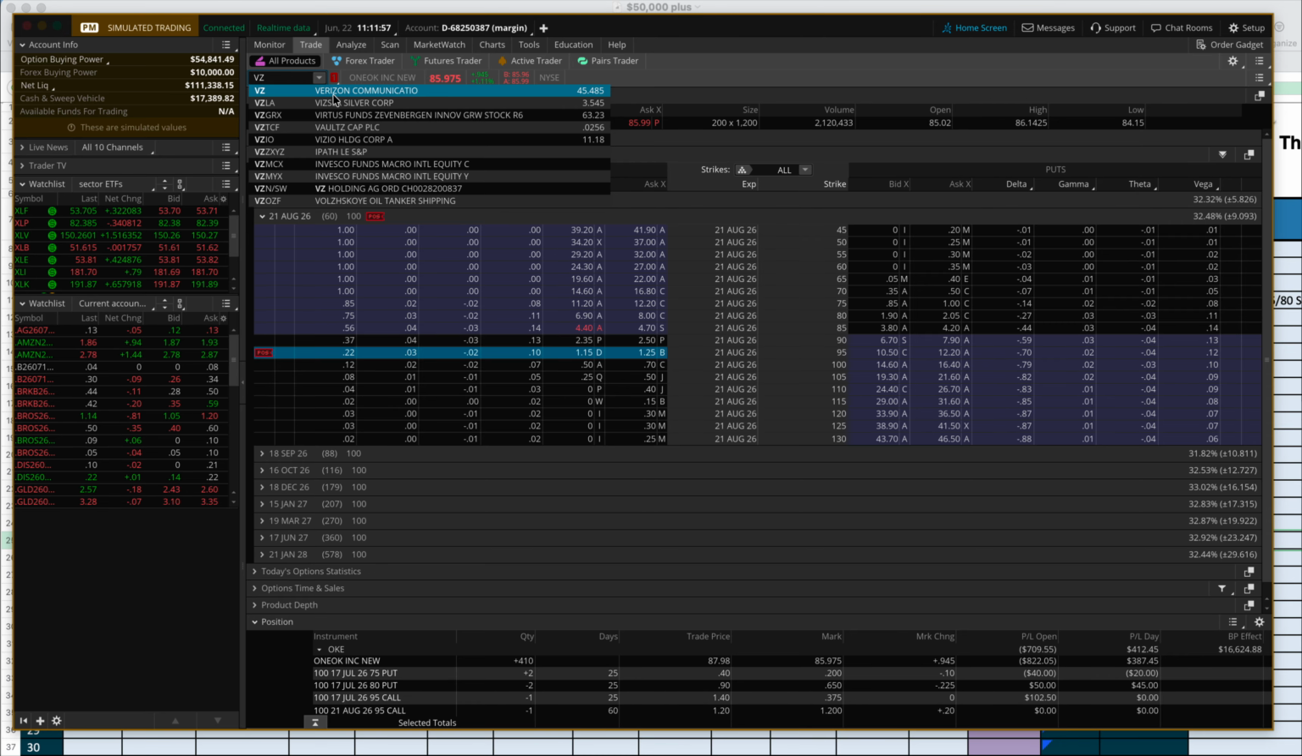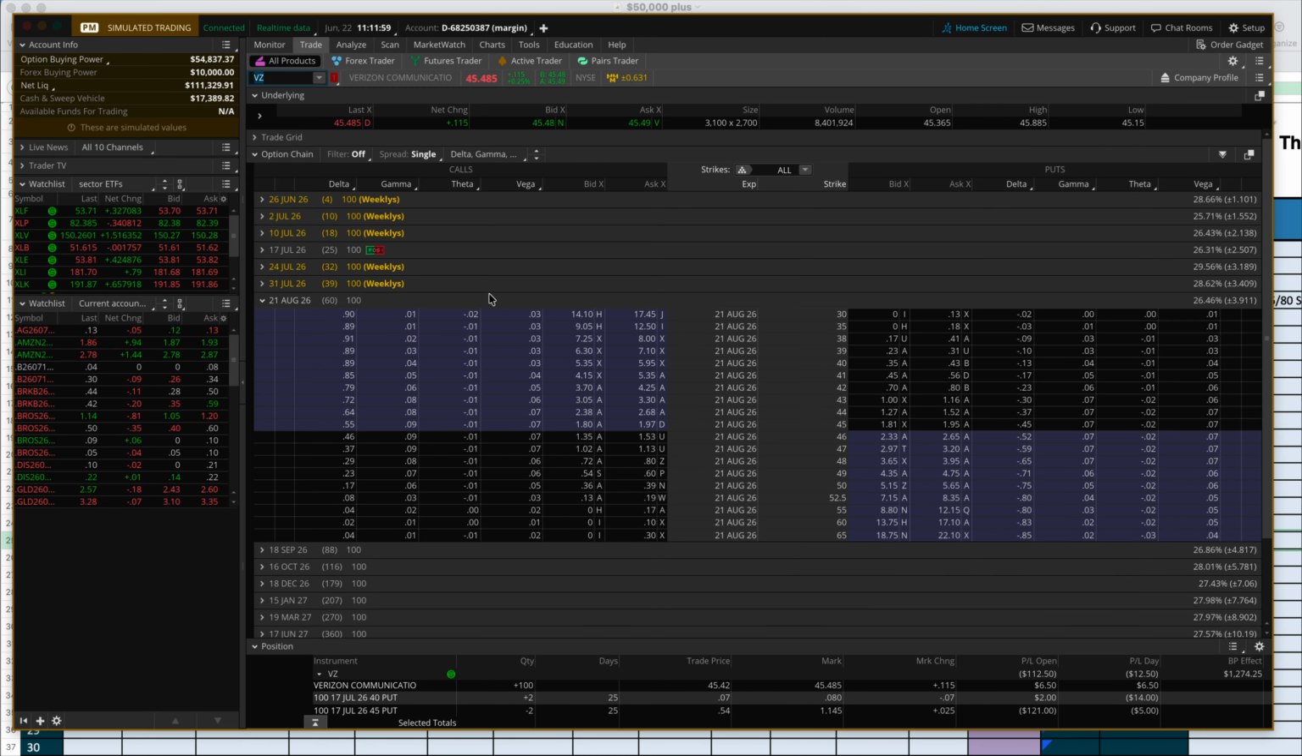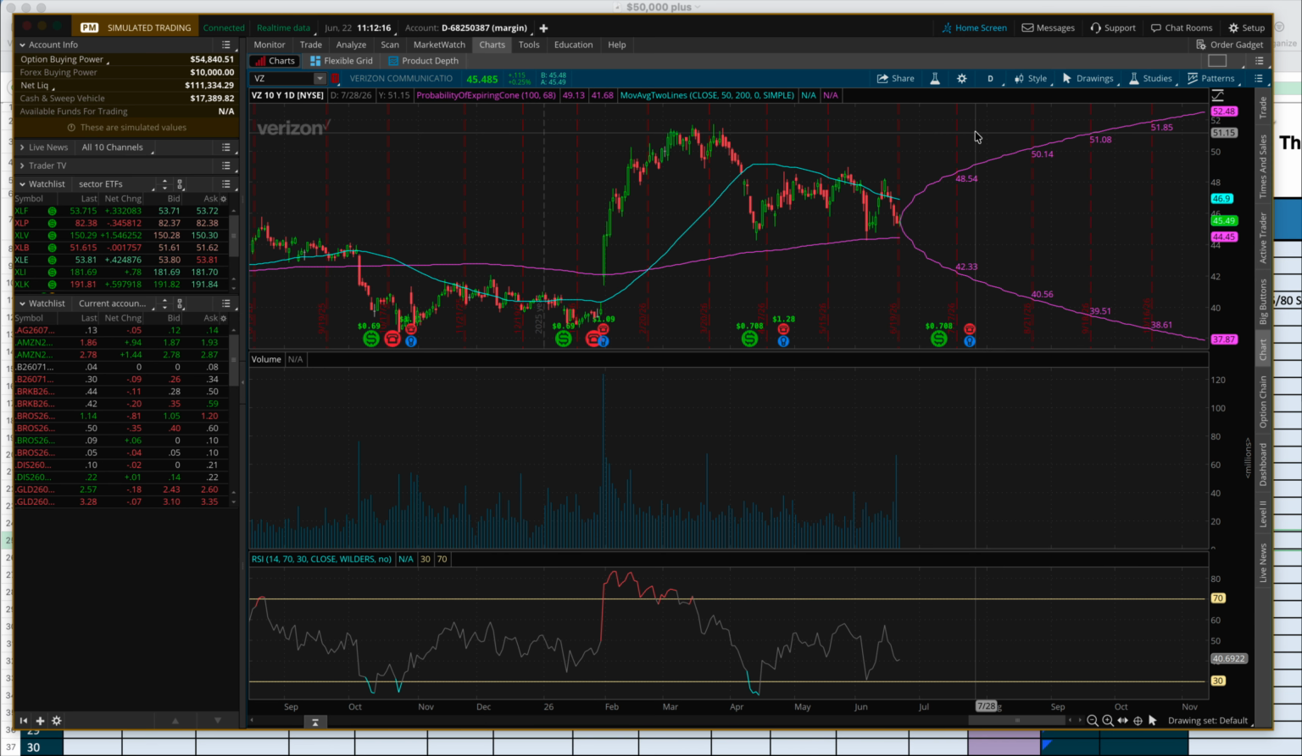VZ, Verizon. I own a couple hundred shares of this one. Looking at the chart, it hit this nice 50 up here, then kind of settled down. It's just been trading here. We have this spike, but I'm thinking not above 50 by August. You can see it's right there at the edge of that probability cone. So we'll see what happens.